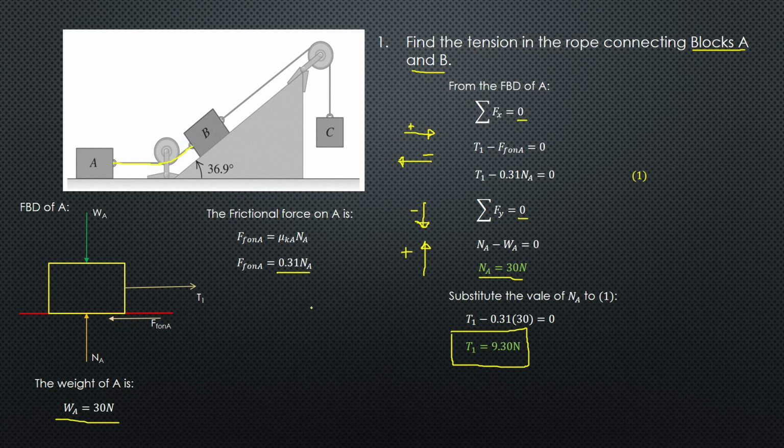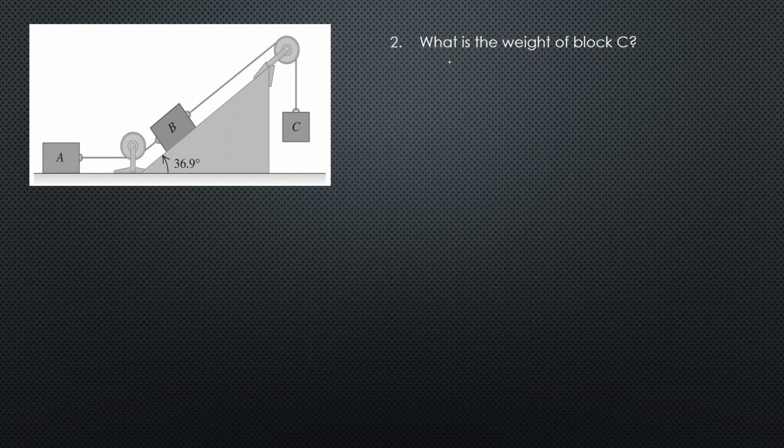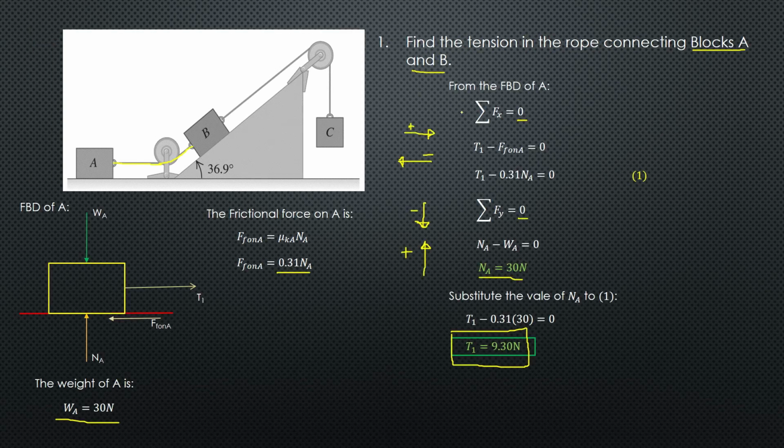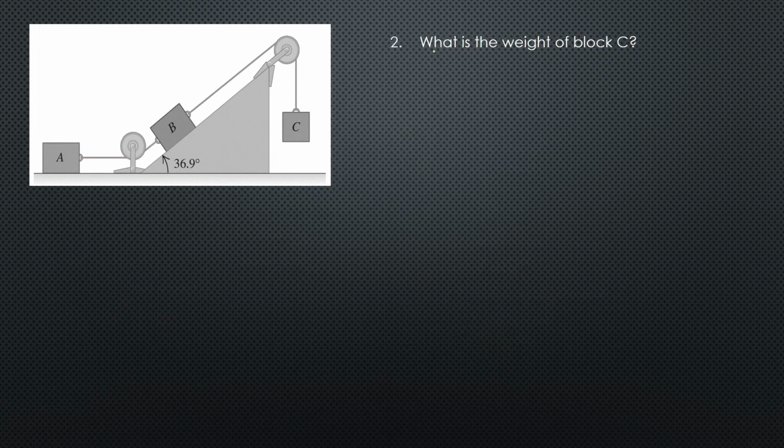Okay. Now for the number 2 item, what is the weight of block C? Again, from the previous number 1, we have assumed that it is non-moving or in stationary position. Same goes with number 2. What is the weight of block C?